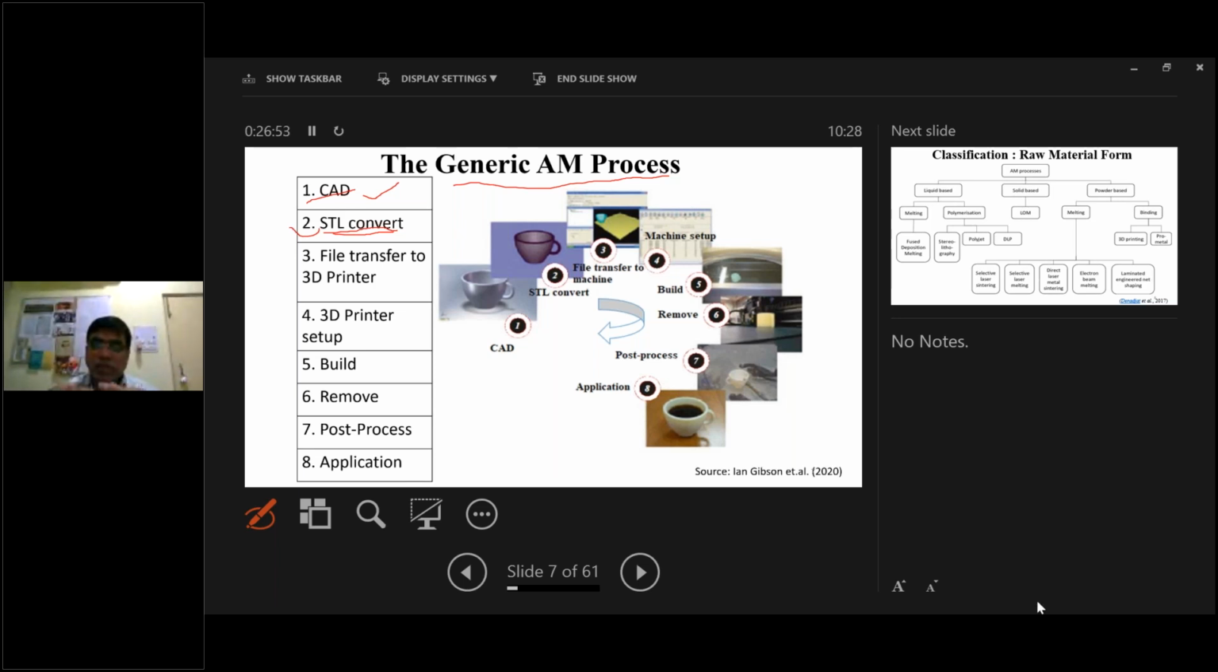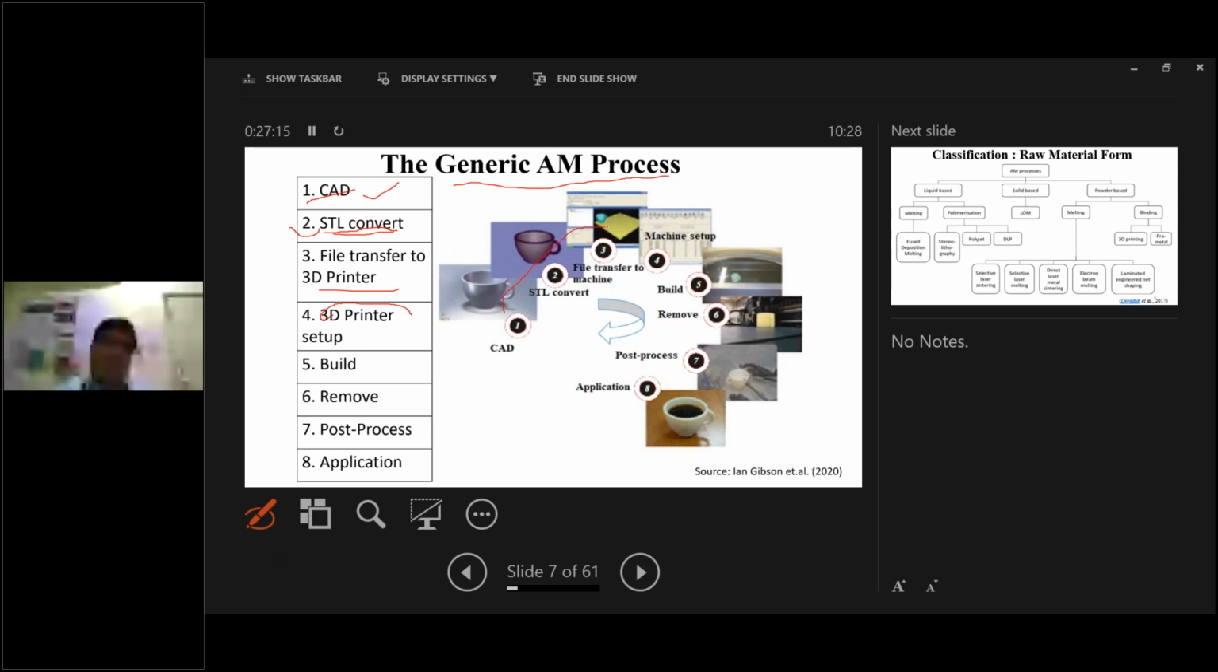Okay, then once you have that STL file format, you transfer these files to the printer. This file format is saved with a machine called the 3D printer. The printer will have a setup. The files which were in the CAD model, you have converted into the STL file format, and now it is transferred to the printer. The printer setup is there, the machine is there. So up to now it is all computer. Now you have to build it.